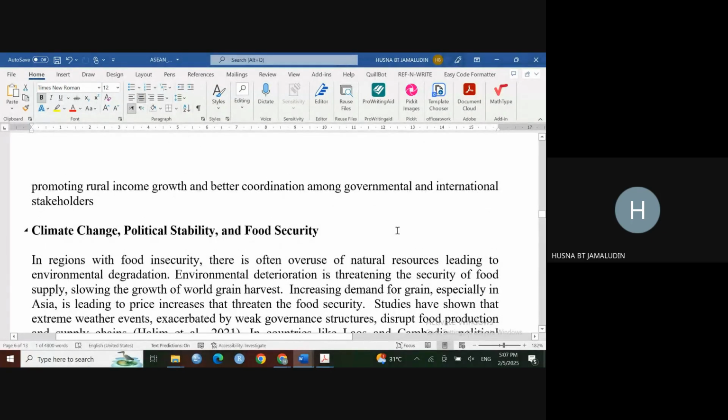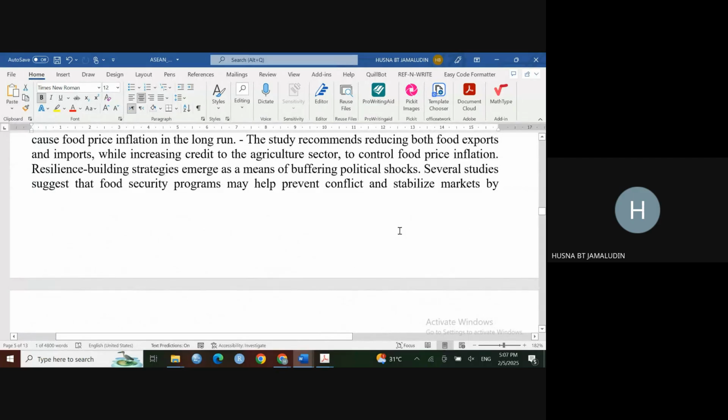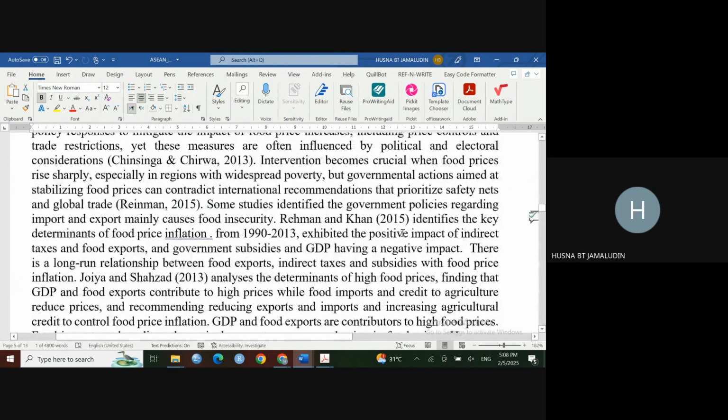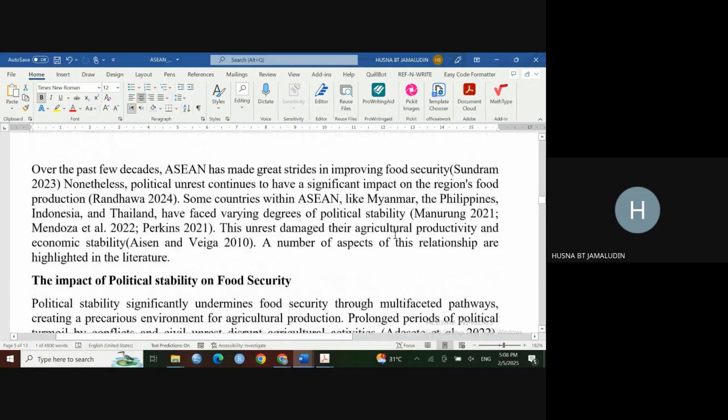Okay, so this is the mismatch between the objective and literature review. Remember, when you review the literature, the previous study may give you some idea what kind of objective you can actually explore, right? But the problem here is that, okay, you see the objective.